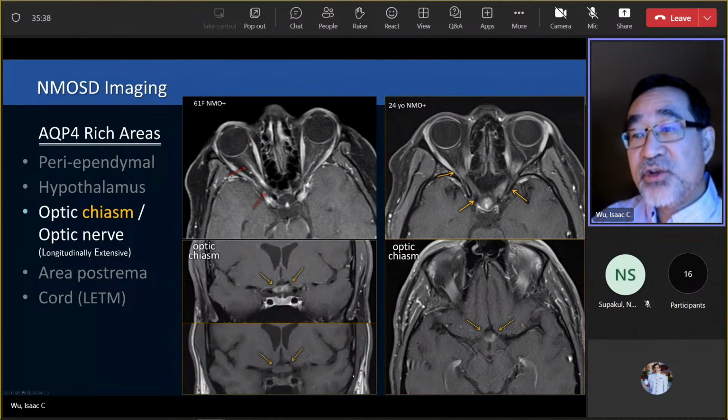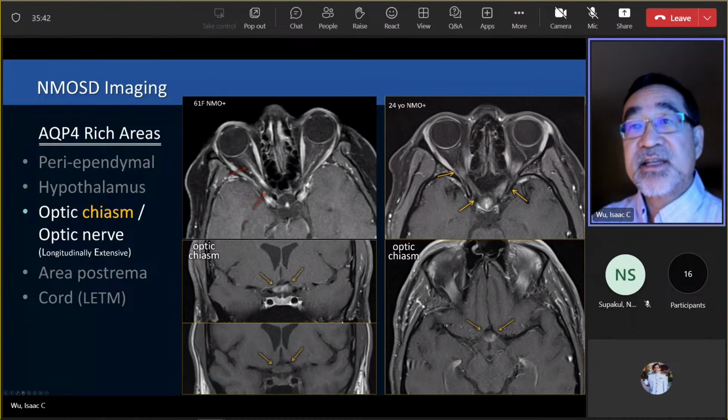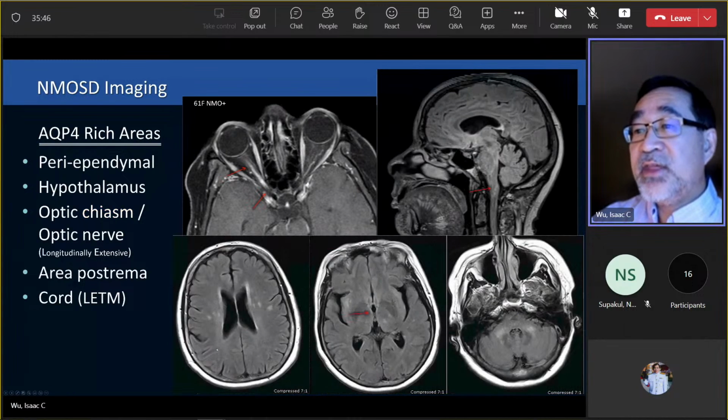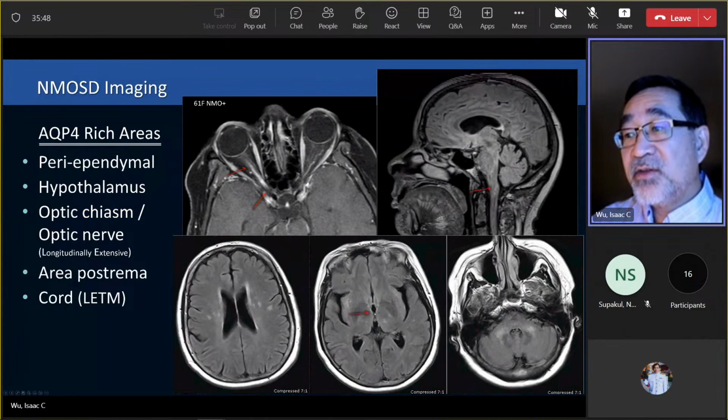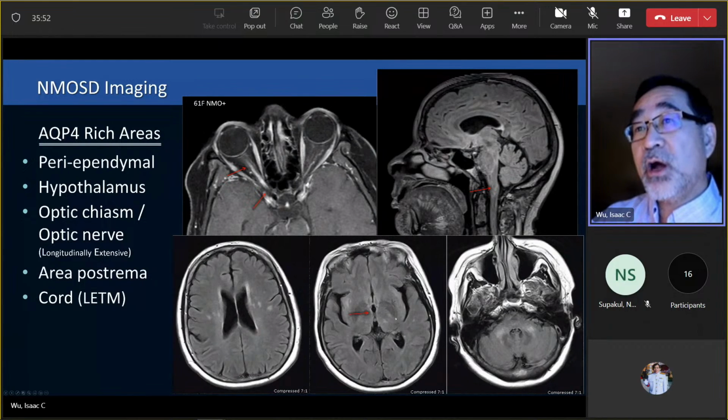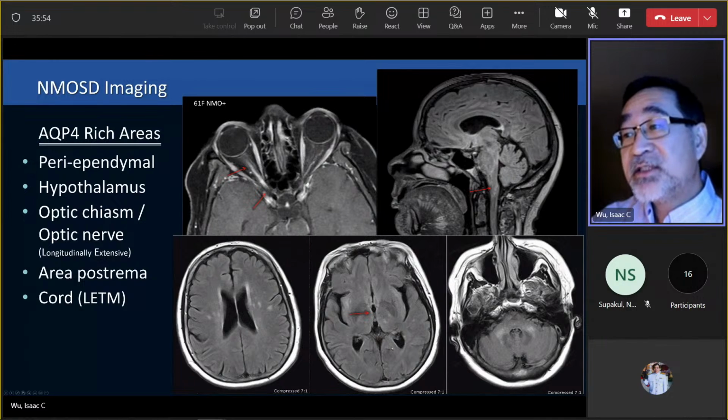Here on the cross section, you can clearly see the optic chiasm is abnormally enhanced in this case. And this patient also has another feature in the aquaporin 4 rich area, such as next to the lateral ventricle, and you can see some involvement of the cerebral peduncle here. There is also involvement in the area postrema.